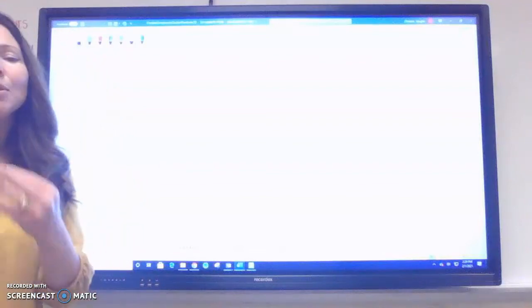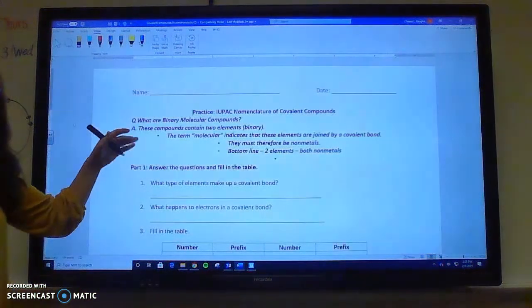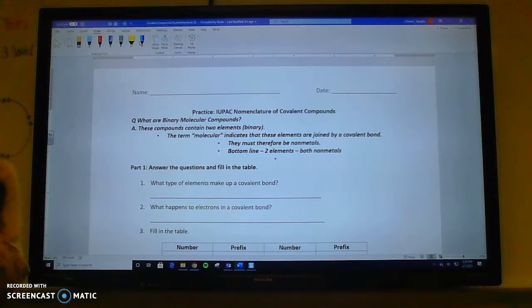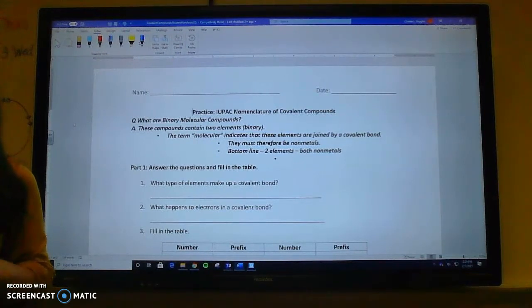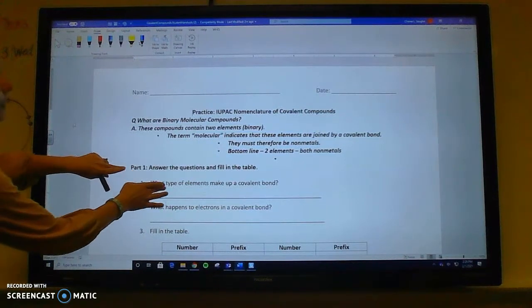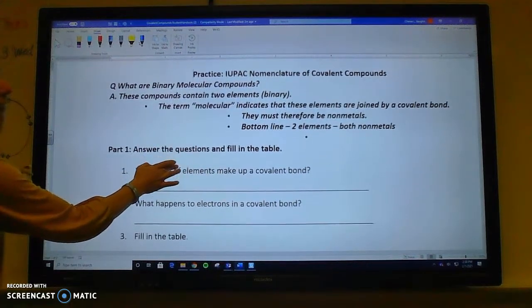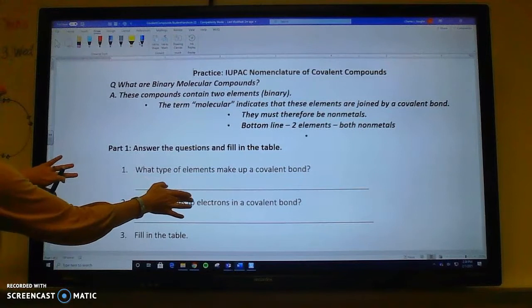This back side of your worksheet is talking about the nomenclature of covalent compounds. Y'all, nomenclature just means a naming system. Don't worry about what that means. But we have to talk about molecular compounds and how to name them.